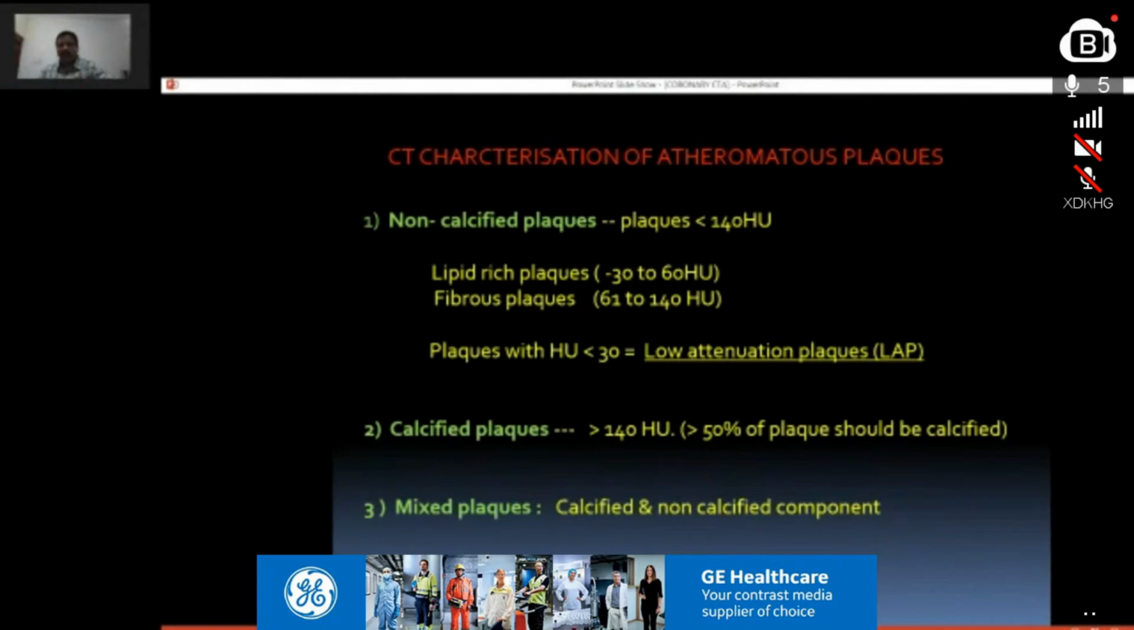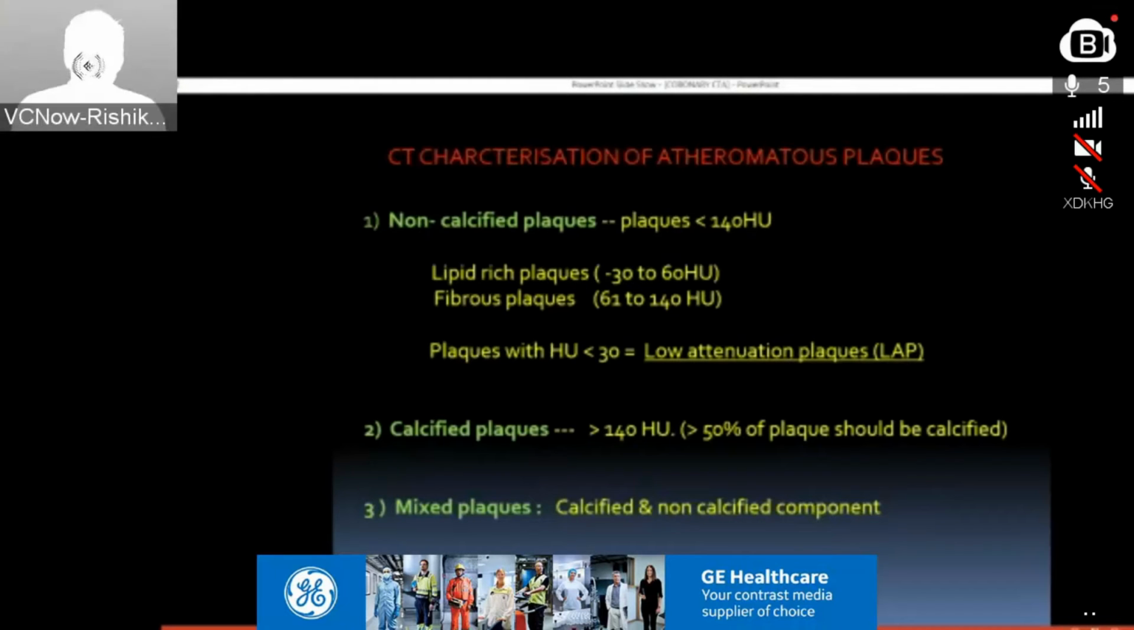Calcified plaques, on the other hand, have densities of more than 140 Hounsfield units, and to classify a plaque as calcified, at least 50% of the vessel plaque should be calcified. If you have a mixture of both these, they are typically called mixed plaques.